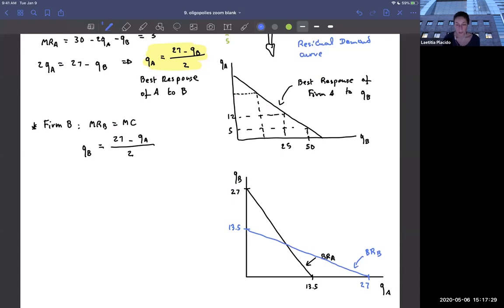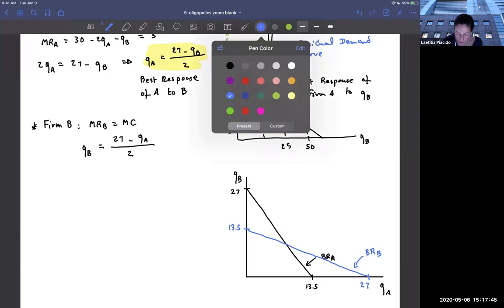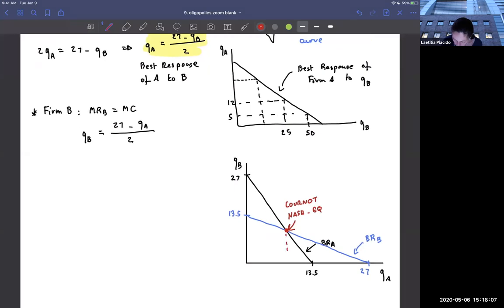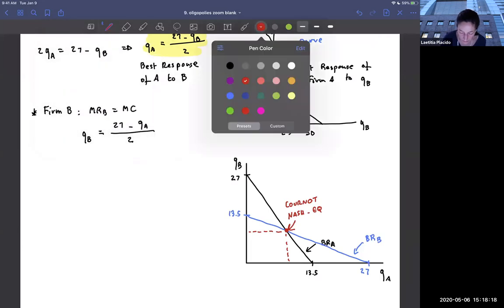So what is the Cournot-Nash equilibrium here? Remember when we covered game theory, we said that the Nash equilibrium was the intersection of the best responses. So the Nash equilibrium here is going to be where BRA and BRB intersect. That's Nash. We call it the Cournot-Nash equilibrium. So now that we know how to find the Cournot-Nash equilibrium, let's find optimal quantities QA and QB.